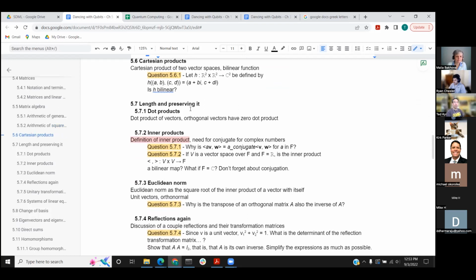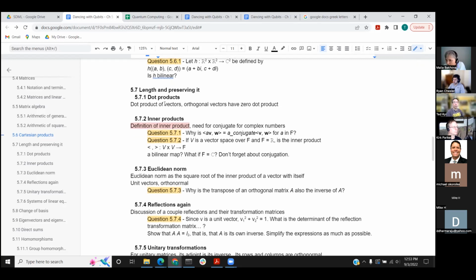All right, so then we have a whole section on length and preserving it, and this is because in nature we see that length is preserved in the quantum realm. So that's why all this stuff comes in. First section, we define the dot product, where you coordinate-wise multiply the different numbers, and orthogonal vectors have a zero dot product.